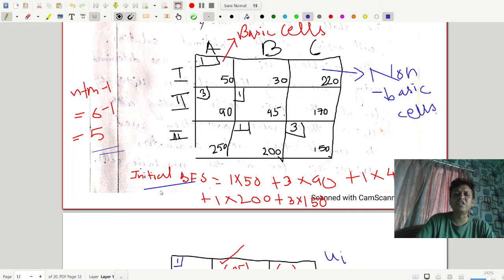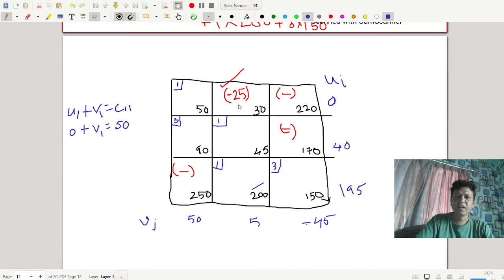So you can calculate the initial basic feasible solution. Initial basic feasible solution is x111, x213, x221, x321 and x333, and you can calculate the cost. 1 into 50, 3 into 90, plus 1 into 45, 1 into 200, plus 3 into 150, in this way. But you don't know whether this is optimal or not. So we will go for the optimality test.